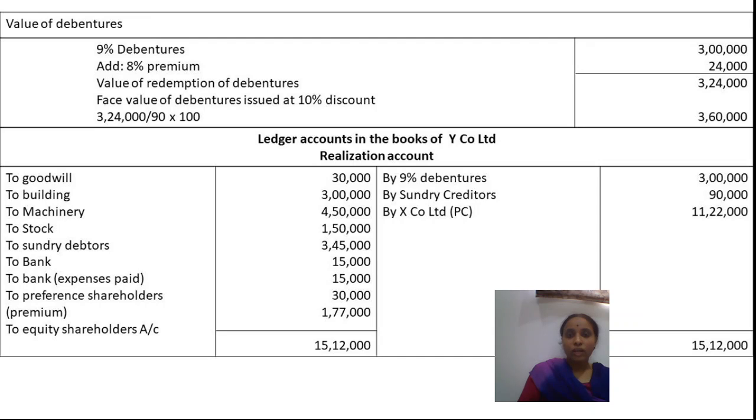Next, by 9% debentures 3 lakh, by sundry creditors 90,000, by X Company Limited, that is the purchase consideration we have already calculated. It is in the form of preference shares and equity shares, that is 11 lakh 22,000. We have calculated it in the working note. So when we balance, the credit total is greater than the debit total. 1,77,000 is the difference amount, which is realization profit transferred to the equity shareholders account.